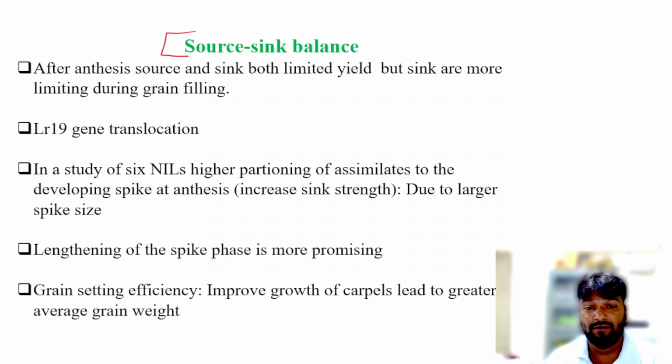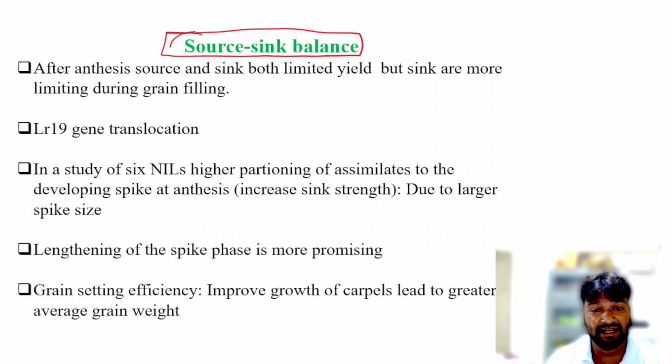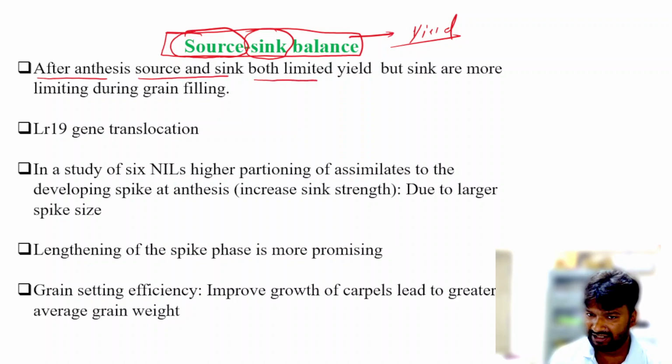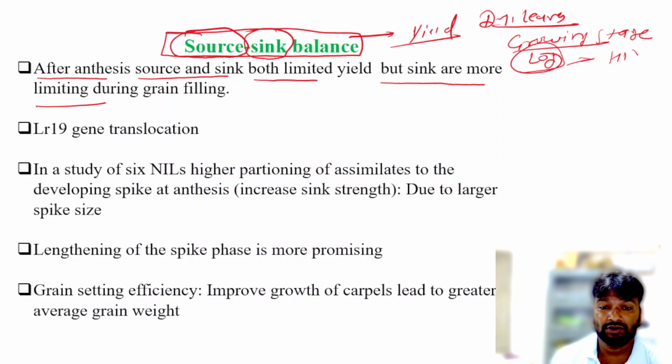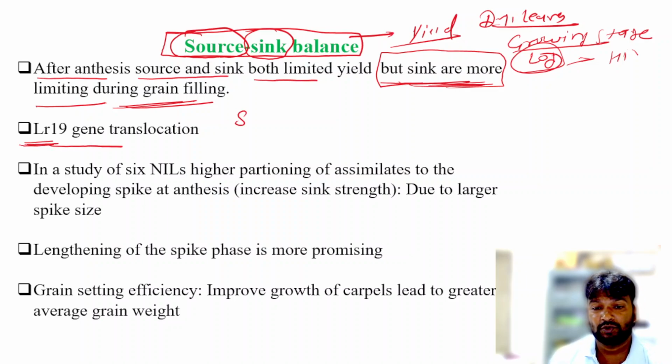Now source sink balance. This is also very important. Already discussed what is source tissue and what is sink tissue. So the balance between these two is also crucial for yield production. After anthesis, source and sink are both limited because there is a drying of the leaves. But sinks are more limiting because this is the sink growing stage, or they are in the log phase. So there will be high growth, so they need more photoassimilate during the grain filling stage. So yield can be more subject to sink limitation. Already discussed that translocation of this gene improves the source sink balance.